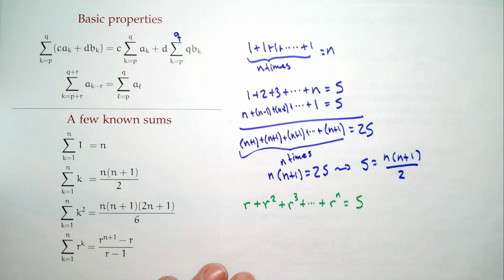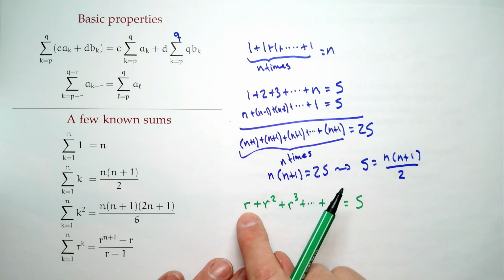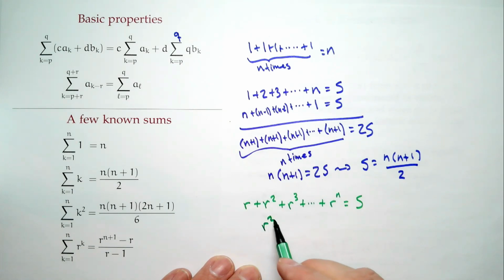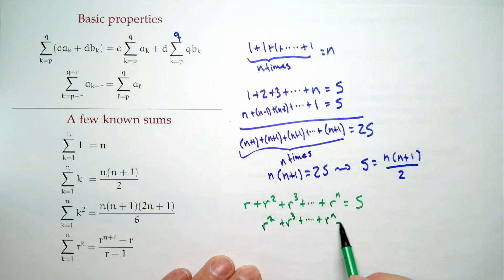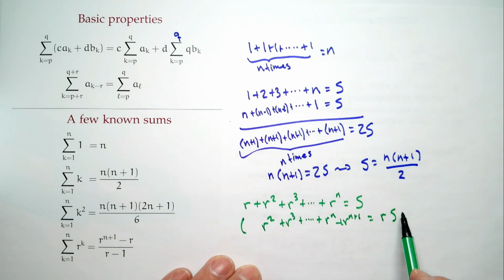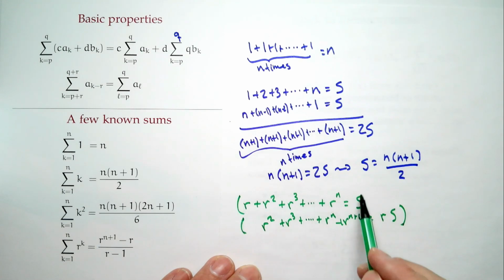So what we're going to do is multiply everything by r. Now if I multiply r times r, what do I get? R squared, yes? Then r squared times r is r cubed. And that's going to continue all the way down until I get to the very end, r to the n plus 1, right? Now that's going to equal r times S. Now here's what we'll do. Let's take this second equation and subtract off the first one.